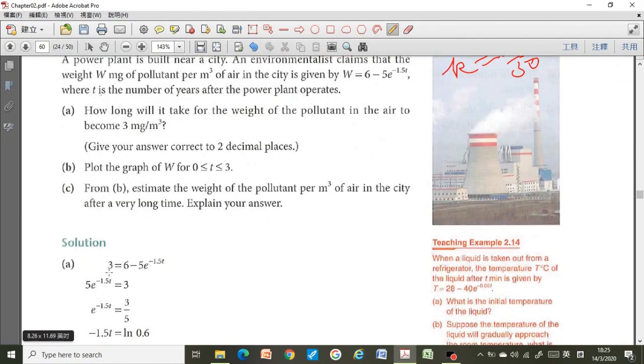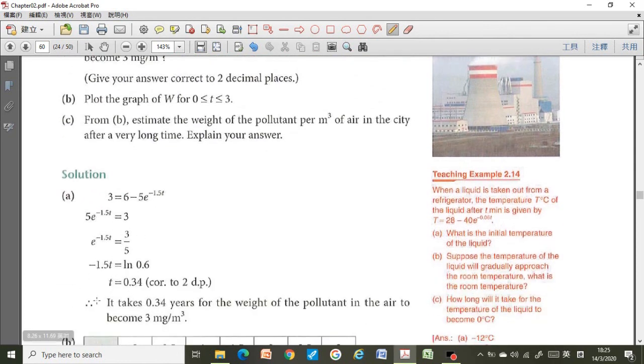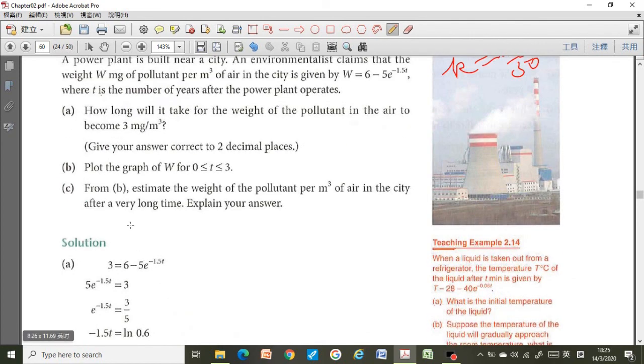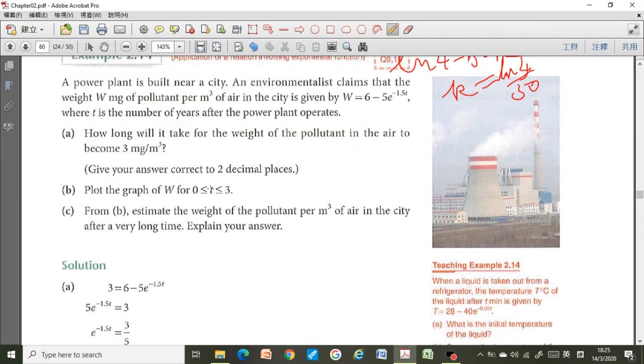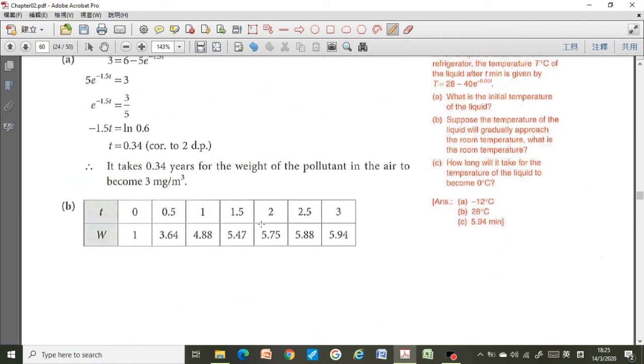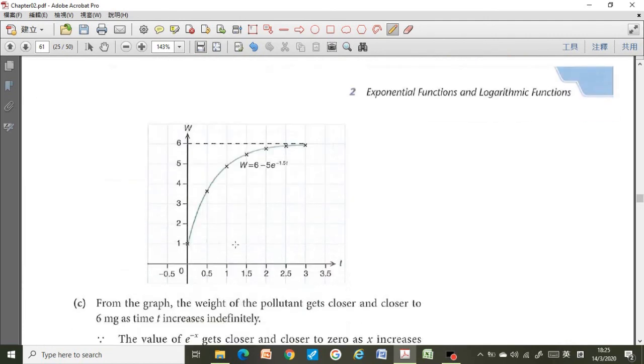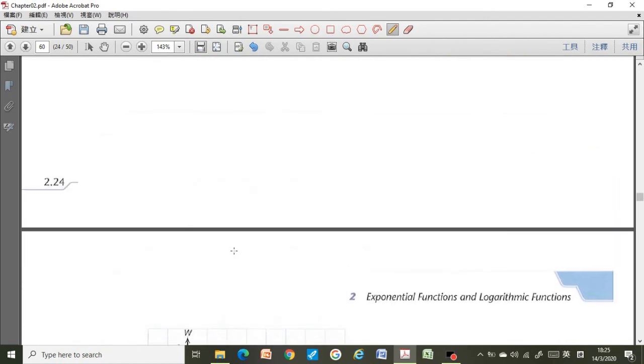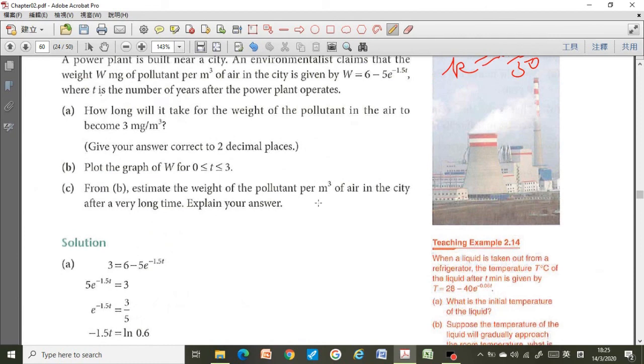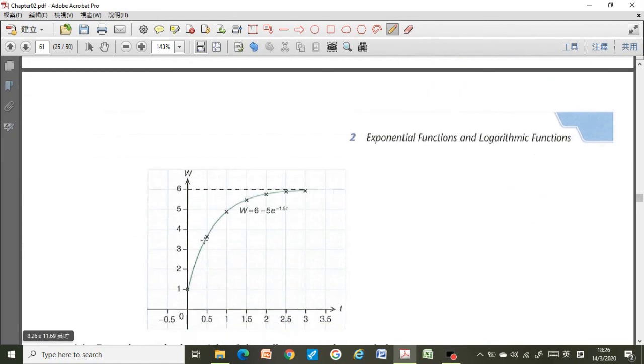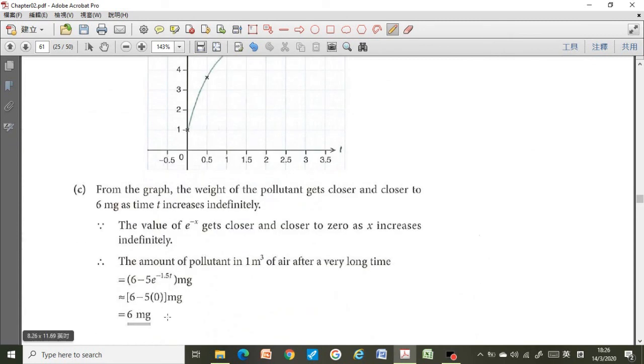So we put W equal to 3, and solving, we get the exponential form and find the equation. It is t equal to 0.34. To plot the graph of W against t, with t equal to 0, you put in the values 0, 1, 2, and 3 in a table, or even more points to make sure, and you will get a graph like this. After you get the graph, you can find the answer. From part B, estimate the pollutants in the air of the city after a very long time. Very long time means t goes to infinity, and then you will go to 6. So we say that this one will become 6.